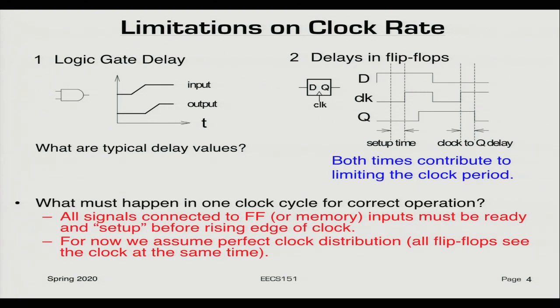Okay, so what must happen in 1 clock cycle for correct operation? All signals connected to flip-flops or memory inputs must be ready and set up before the rising edge of the clock. Okay, for now, we're just going to assume that there's a perfect clock distribution, that all the flip-flops see the clock at the same time. In fact, later we'll see that because the clock distribution is not perfect, flip-flops get slightly delayed versions of the clock, and that actually also contributes to what the maximum clock frequency can be.